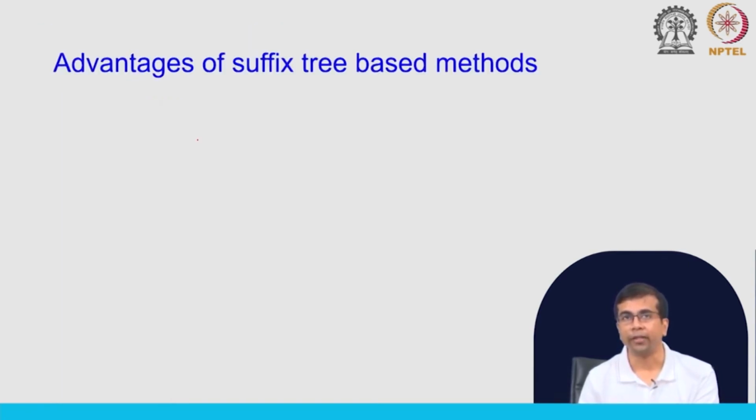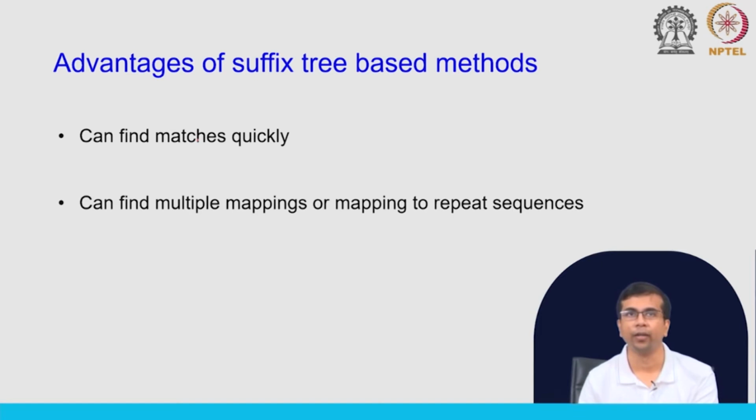What are the advantages of suffix tree based methods? What we have seen is that we can find matches very quickly. We have seen some very simple examples, and we can find multiple mappings or mapping to repeat sequences quite easily. It is very quick because of the specific data structure that you are using.